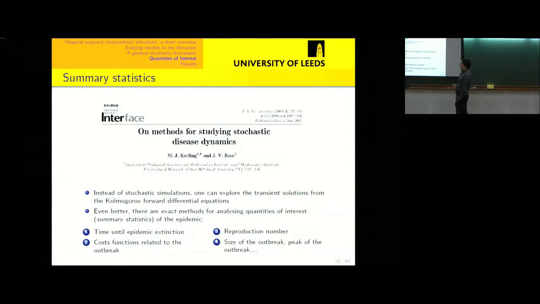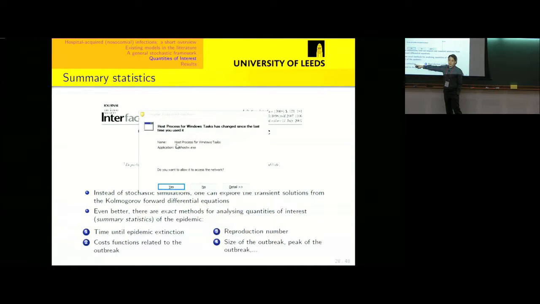And what they explain in this paper is that there are many things about an epidemic that you can analyze without looking at the Kolmogorov system of differential equations. You can look at the epidemic size, for example, how many people will get infected in the population during the outbreak. You can look at the length of the epidemic, for how long the epidemic lasts in the population. You can look at other things, cost functions related to the outbreak. You can look, of course, at the reproduction number. That's something that we do all the time in mathematical epidemiology. We don't look at the Kolmogorov system. We don't look at transient probabilities. We just try to compute the reproduction number. The reproduction number is similar to these things. It's just a summary statistic, a number that gives you some information about the outbreak.